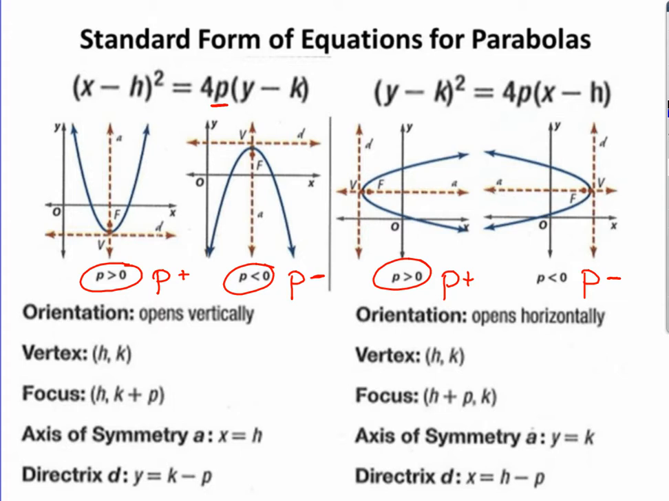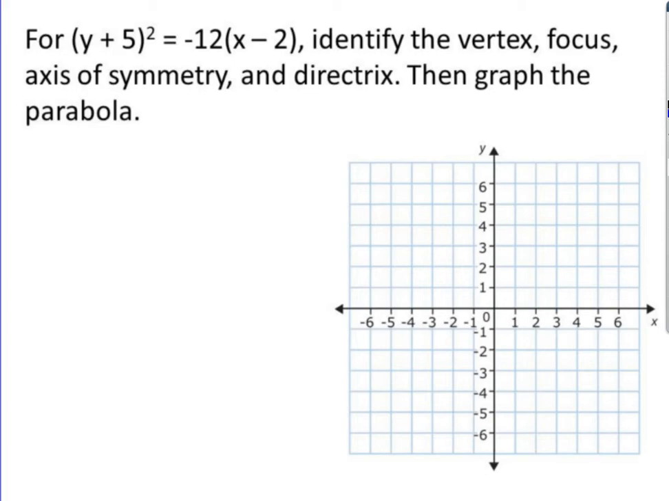So if it's opening vertically, the x part is the one that's squared. If it's opening horizontally, the y part is the one that's squared in your equation. So for the equation, y plus 5 squared is equal to negative 12 times x minus 2, we need to identify the vertex, focus, axis of symmetry, and directrix, and then we're going to graph that parabola.